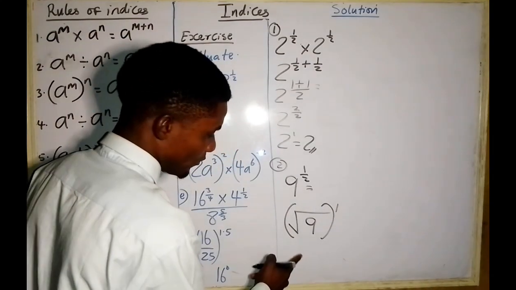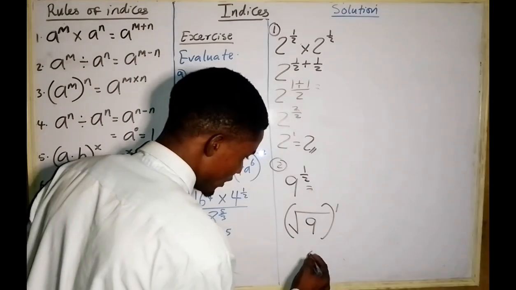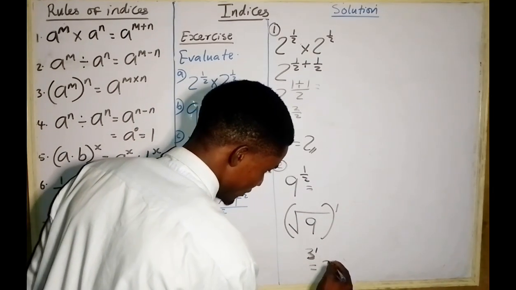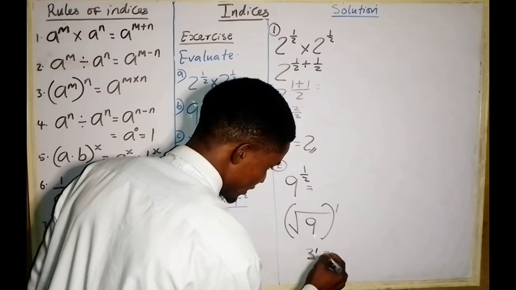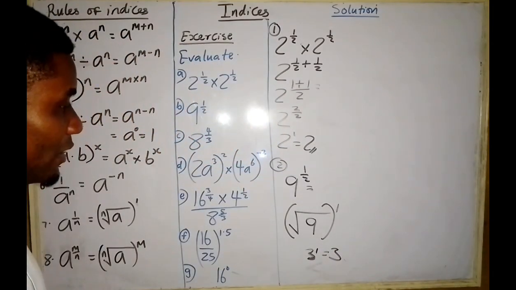Now, what is the square root of n? 3 times 3, that's going to give us 9. So 3 is the square root of 9 raised to the power of 1, which is still the same thing as 3. So 3 is going to be our final answer here.